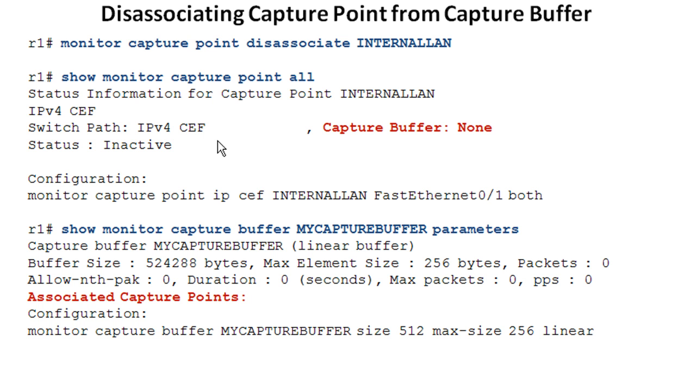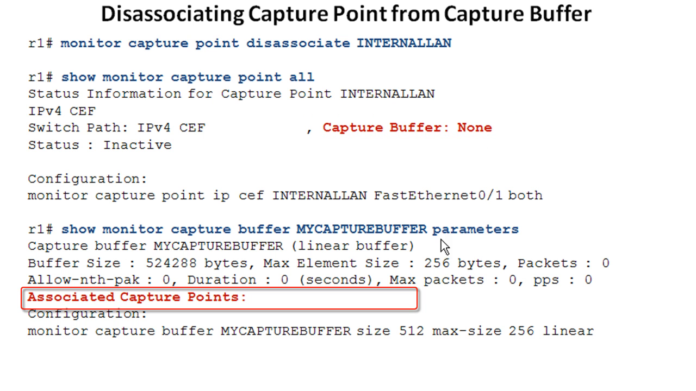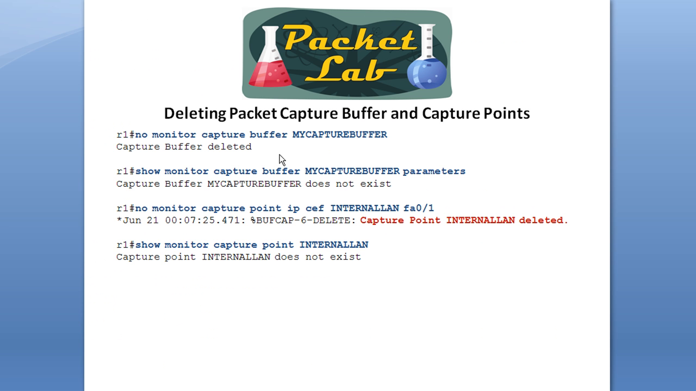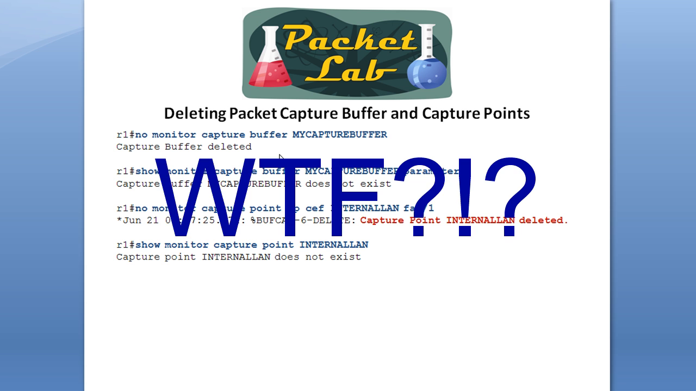So another one of the verification commands that we're going to get to in just a bit here is the show monitor capture point all. And you can see here that this one is not associated with a capture buffer. And you can go ahead and do the same thing on the buffer itself and see which capture points are associated with it. Remember that you can have multiple points associated with a single buffer. You're just looking to see to make sure that your capture point is no longer associated. And then to delete capture packet buffers.